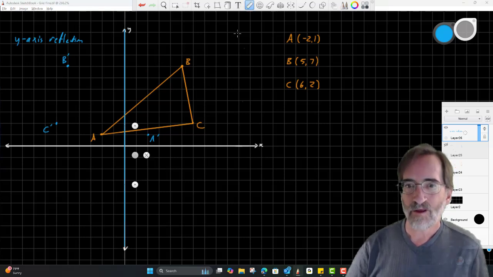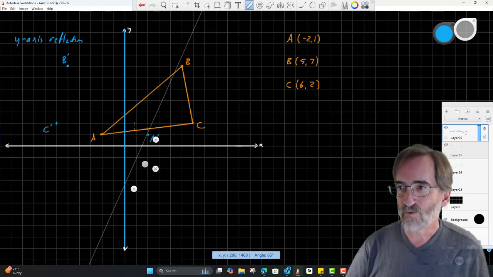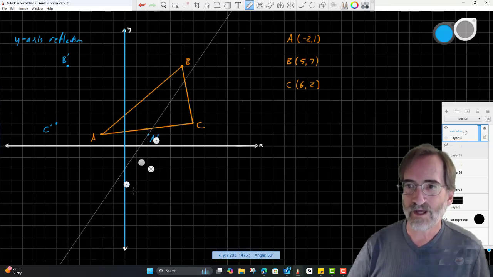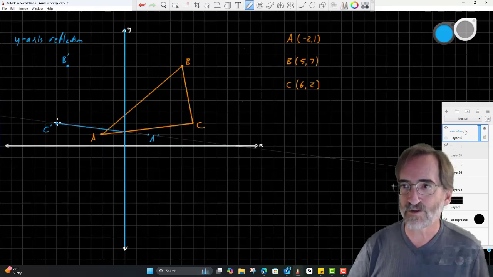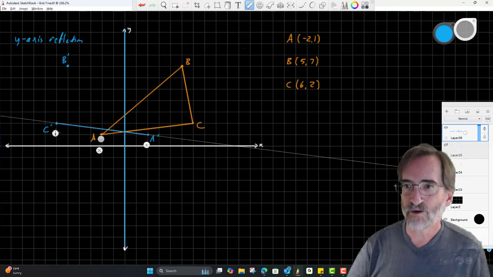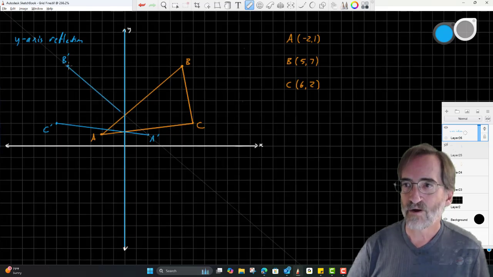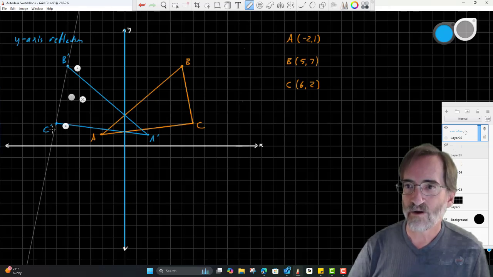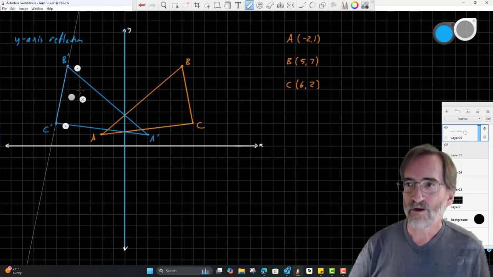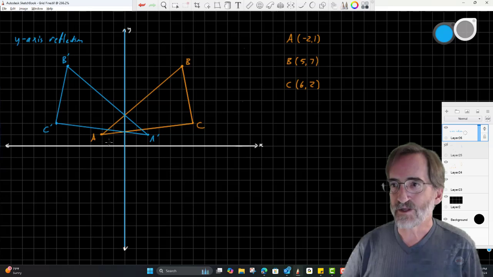Okay, and so here we go. Let's connect these, and we'll see that the triangle has been flipped horizontally. It's been flipped horizontally. Okay, but it's still the same triangle. Okay, let's look at the coordinates. A is at -2, 1. A prime is at 2, 1.